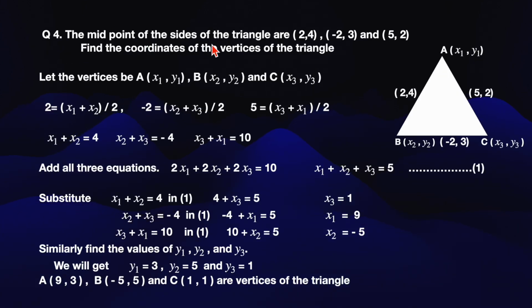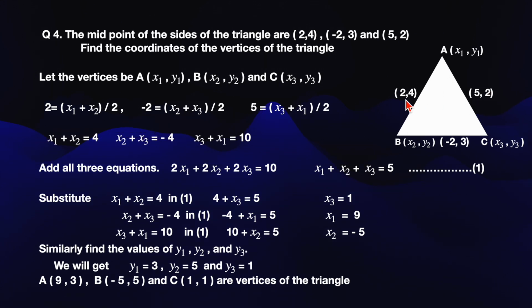The midpoints of the sides of a triangle are these points. Find the coordinates of the vertices of the triangle. The sum is very simple. Just listen carefully, you will easily understand it. Okay, what they have done is, this is a triangle. They have given us the midpoints of the sides of the triangle.